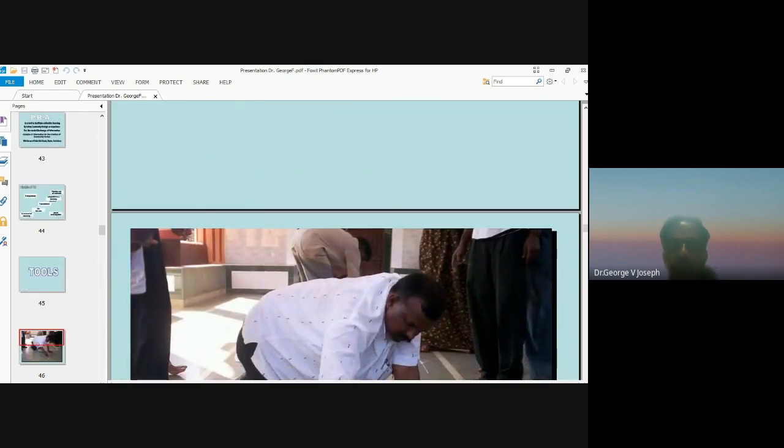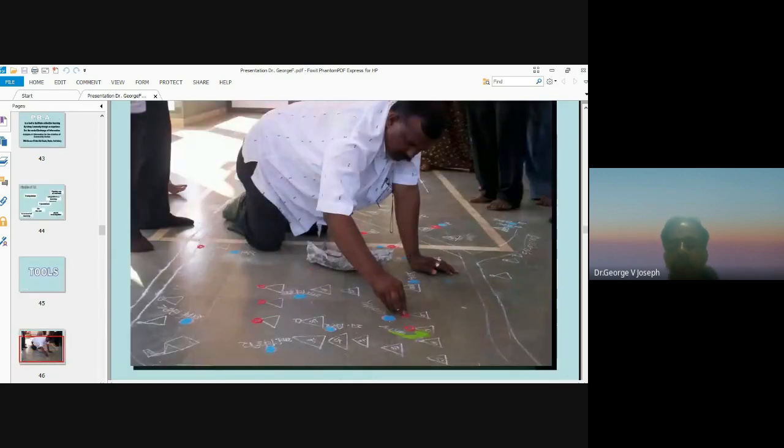For example, one is social mapping. Suppose you go to a locality, you bring the people together, a cross section of people together with their leaders, and you tell them to draw the settlement pattern or settlement of the particular locality.